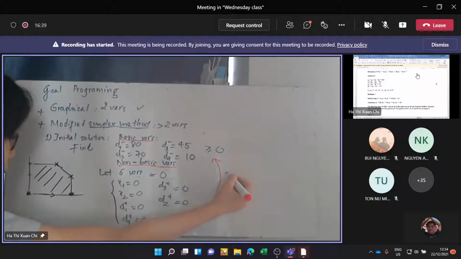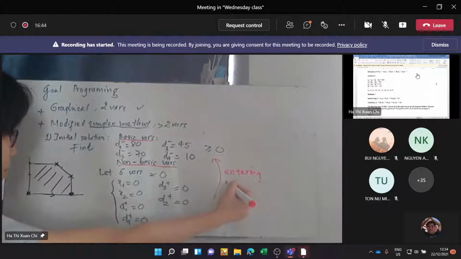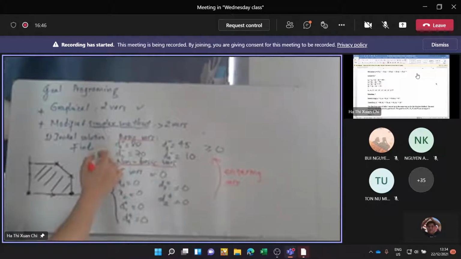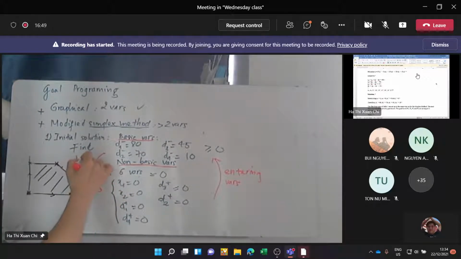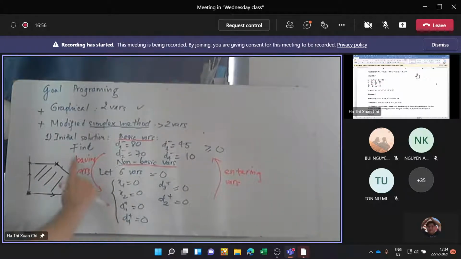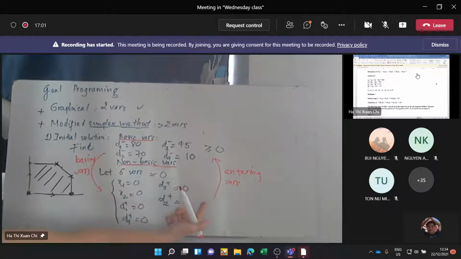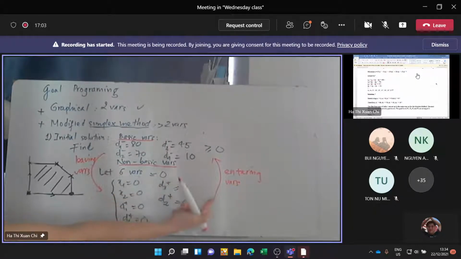you remember, the entering variable and the leaving variable. So I improve the initial solution by selecting the entering and leaving variable. That process will be repeated until I find the optimal solution. That is the simplex method.